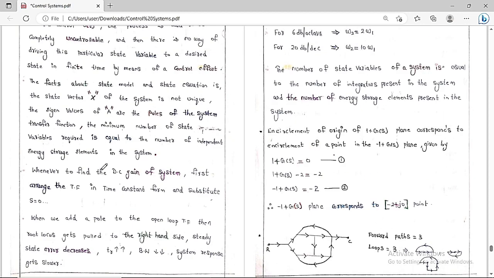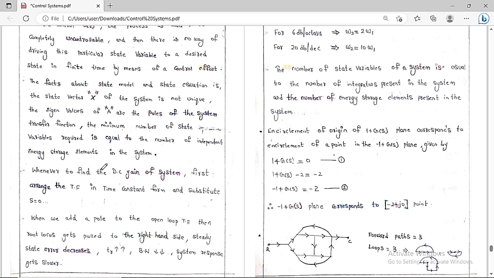The next point is whenever we find the DC gain of the system, first arrange the transfer function in the time constant form and then substitute s is equal to 0. So basically, if you want to find the DC gain of the system, first you have to arrange the transfer function in the time constant form and then substitute s is equal to 0. You are going to get the result.